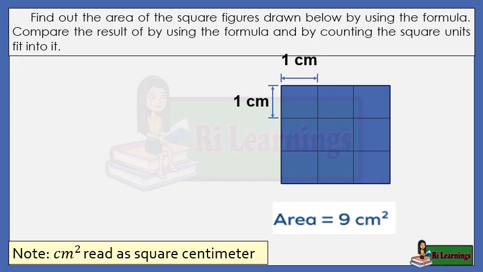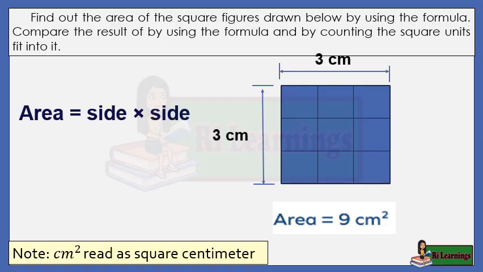Find out the area of the square figures drawn below by using the formula. Compare the result of using the formula and by counting the square units that fit into it. Since the side of the square has 3 units square of 1 centimeter, the length of the side of the square will be equal to 3 centimeters. Using the formula, area equals side times side. 3 centimeters times 3 centimeters equals 9 square centimeters.